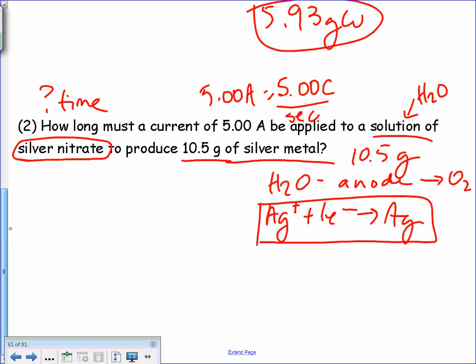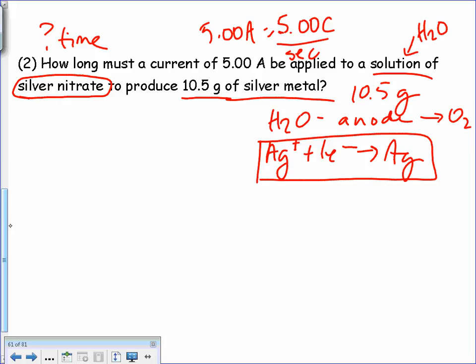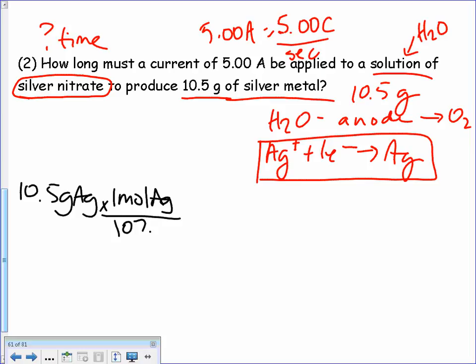Great. So what is our starting point, guys? About 10.5 grams of silver metal. Right, so you're going to start with your grams of silver metal because everything else is a conversion factor or the question. So starting off with your 10.5 grams of silver, where's your next step? Logically, your next step. Convert to moles. 1 mole of silver is 107 point.